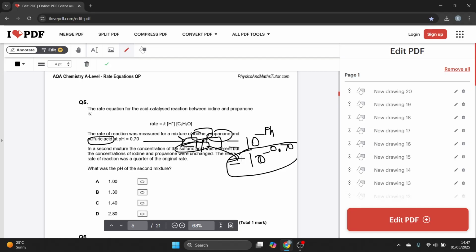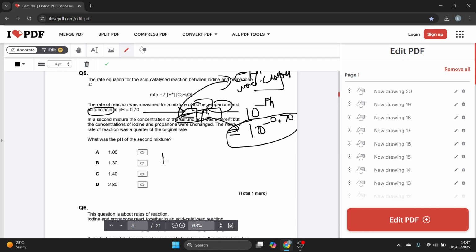But it tells me in the second mixture only the concentration of sulfuric acid is changed. But what does that mean? Sulfuric acid, that tells me that's the H plus ions obviously, and therefore the concentration of H plus ions was changed. And therefore what's the pH of the second mixture? Well, the formula of pH is minus log 10 of H plus.